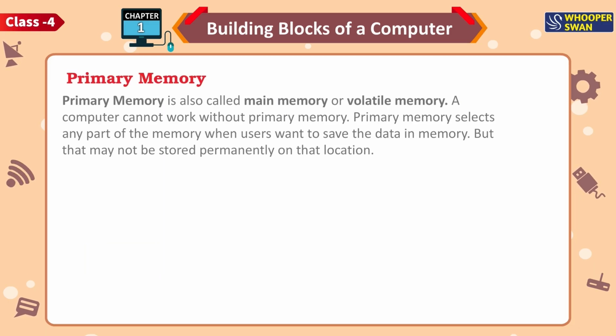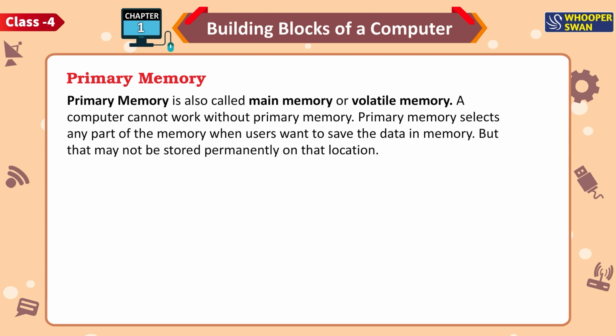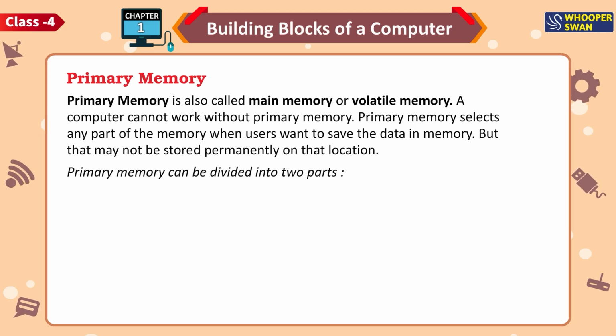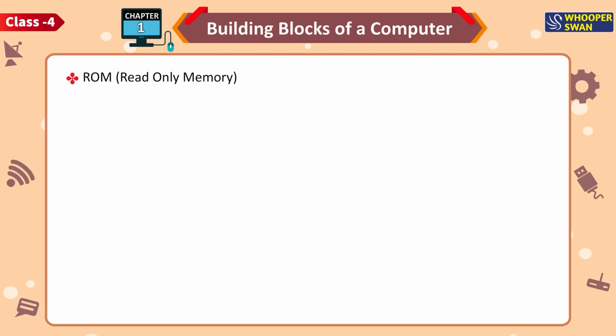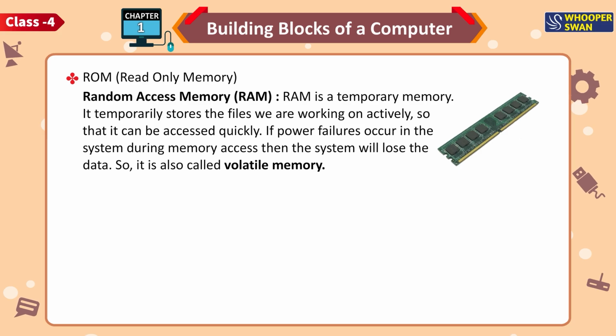Primary memory. Primary memory is also called main memory or volatile memory. A computer cannot work without primary memory. Primary memory selects any part of the memory when users want to save the data in memory. But that may not be stored permanently on that location. Primary memory can be divided into two parts. RAM, Random Access Memory. ROM, Read-only memory.